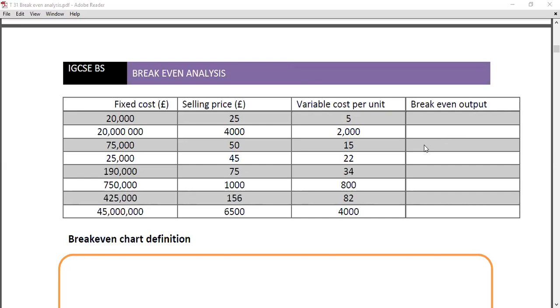Okay, the next question I'm asking from Adil. Fixed cost 25,000, selling price 45, and variable cost is 34. Yes, I'm getting answers. We have here fixed cost 25,000, selling price 45, variable cost 22.